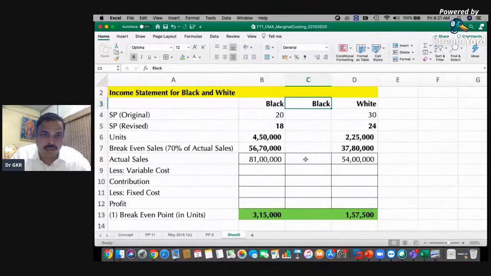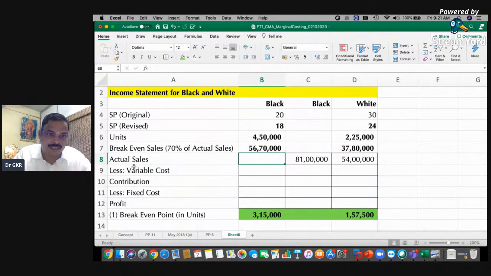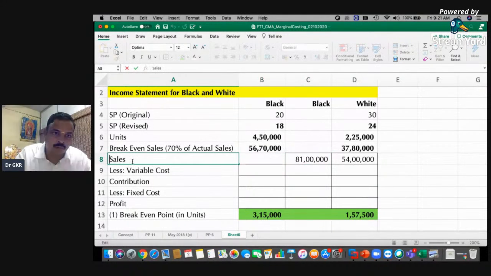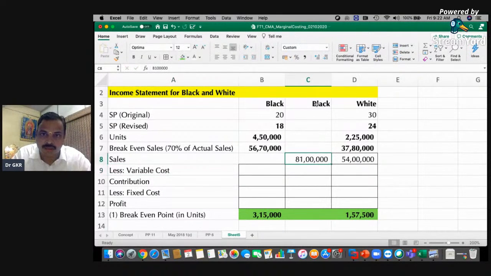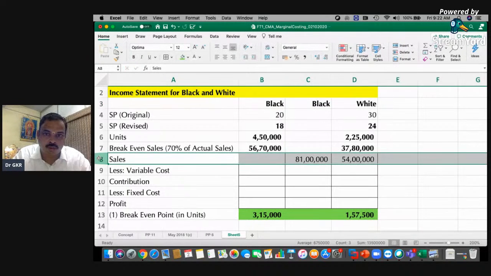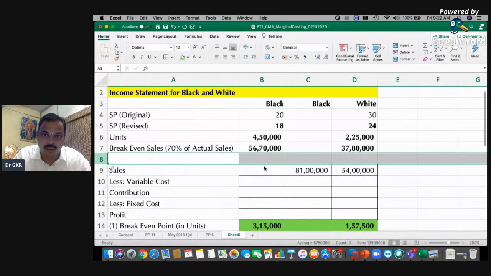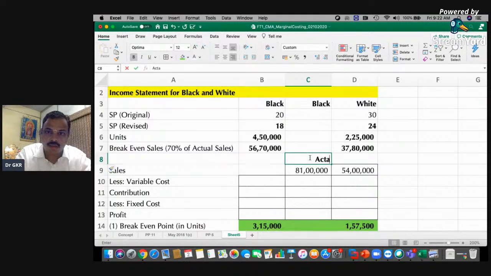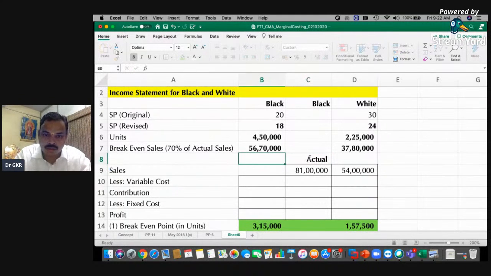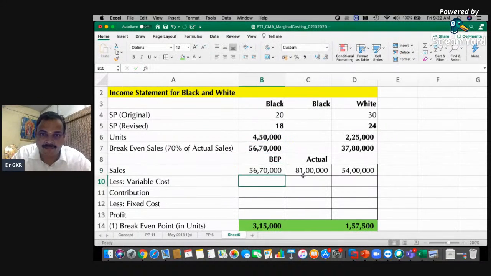What I will do, I will say sales. This is your actual sales. Okay. So maybe I'll take one more column. This is your actual. This is your break-even point. So break-even point sales is how much? 5670. Actual sales is how much? 81 lakhs.